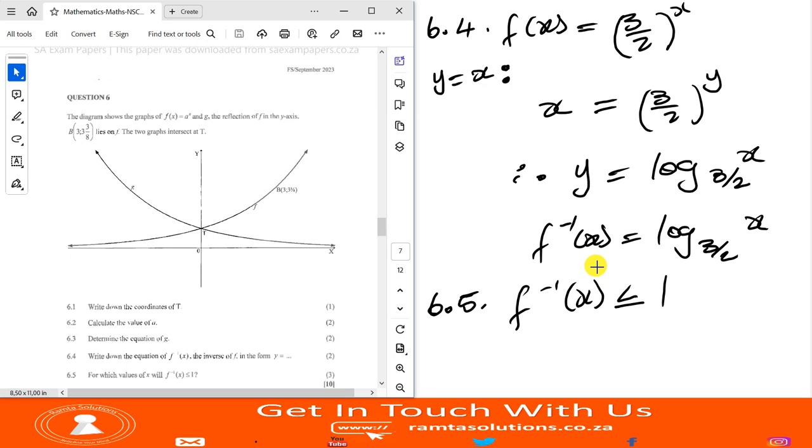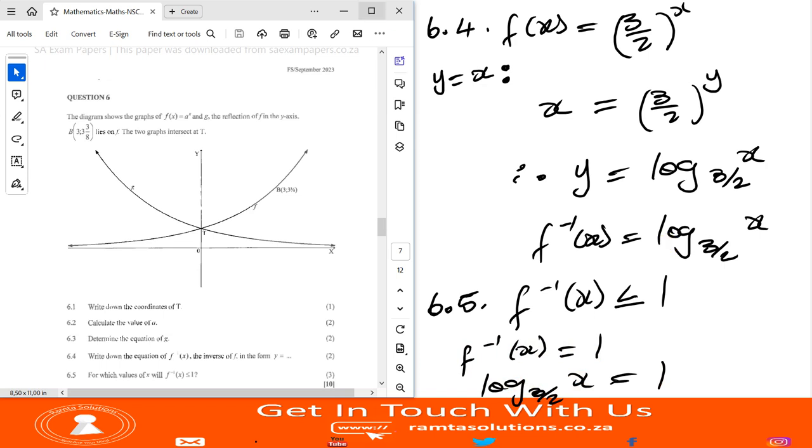Let me assist you, because I'm going to be honest with you guys. Some of us can write our answers directly, but because I want you to ace this, I'm going to show you. So I want you to start like this: f inverse of x equated to 1. When you equate it to 1, what do you get? This is log x base 3 over 2, right? So log x base 3 over 2 equals y.